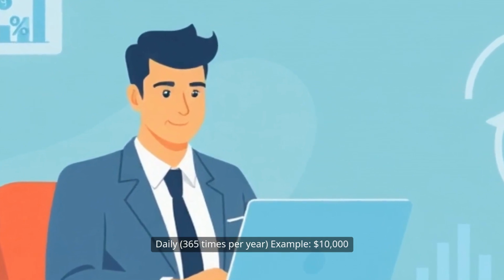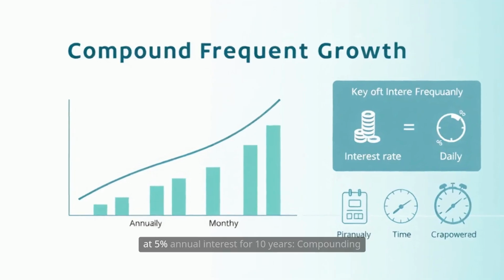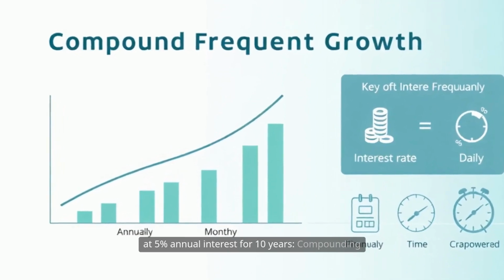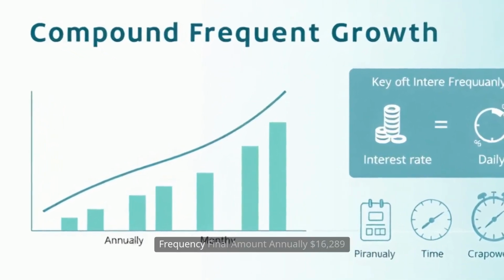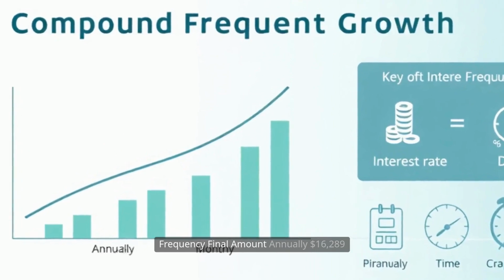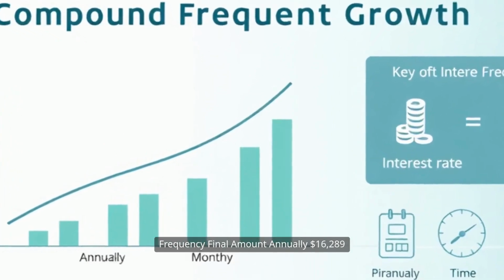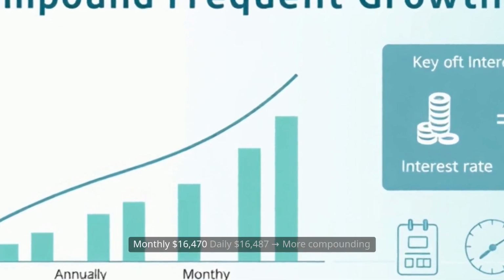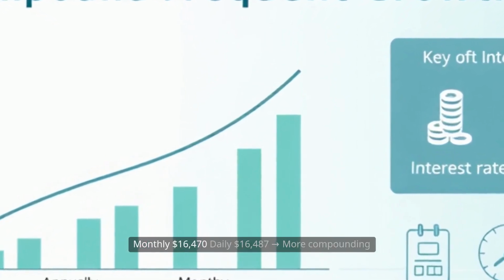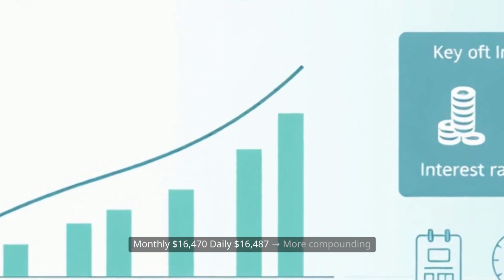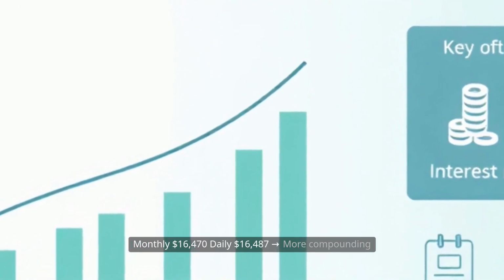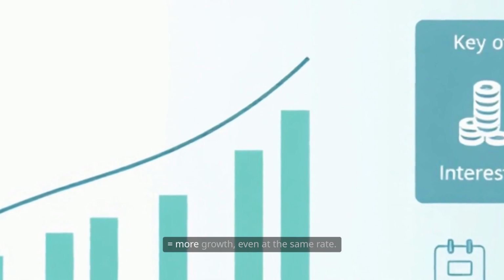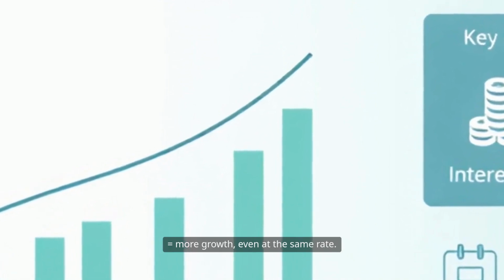Example, $10,000 at 5% annual interest for 10 years. Compounding frequency and final amount. Annually, $16,289. Monthly, $16,470. Daily, $16,487. More compounding equals more growth, even at the same rate.